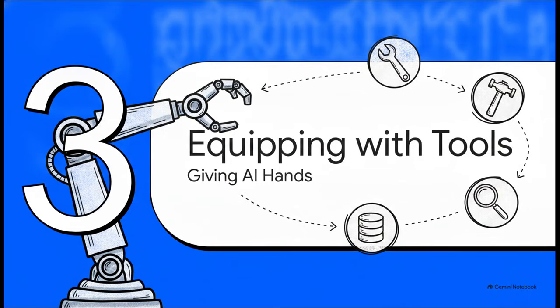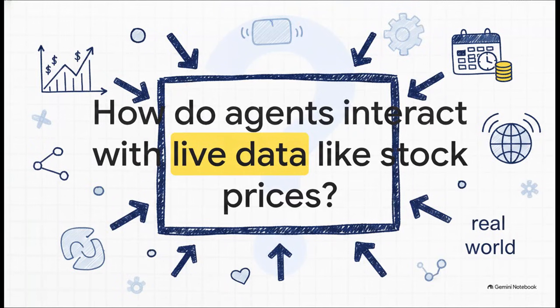All right, Section 3, equipping agents with tools. We gave the AI a brain, now let's give it some hands. So, an LLM on its own is basically trapped in a box. It only knows what existed in its training data up to a specific date. But what if you actually need it to check a live fluctuating stock price, or maybe see if a specific student has paid their fees today? Tools are the answer here. They allow the AI to finally break out of that box and actively reach out into the live, real world.